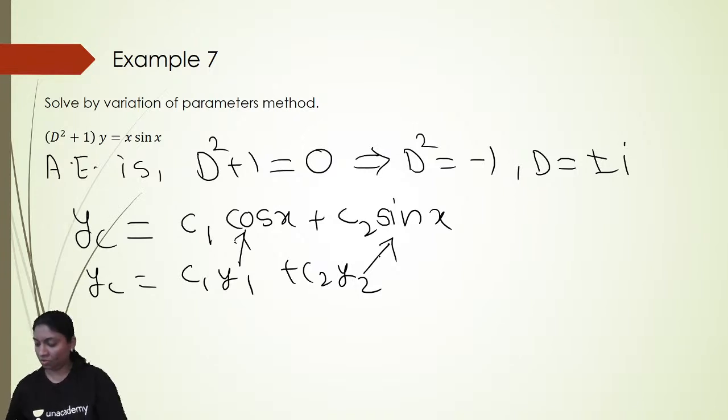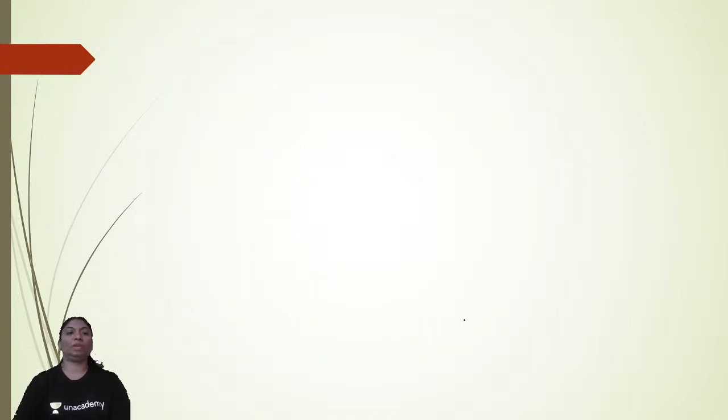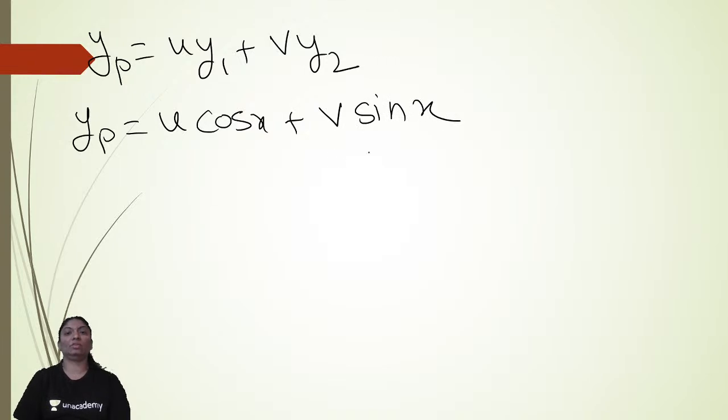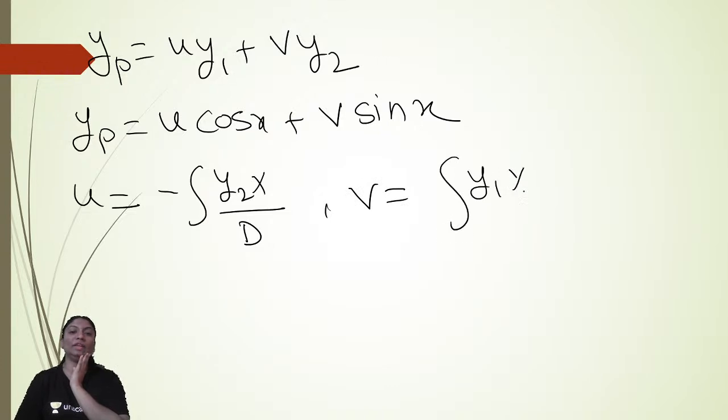Just write down here y1 and y2. So y1 is equal to cos x and y2 is equal to sin x. Okay, we will see yp. So what is our yp? yp is equal to u y1 plus v y2, that is yp is equal to u into cos x plus v into sin x, where u is equal to minus of integral of y2 into X upon D, and v is equal to integral of y1 into X upon D.